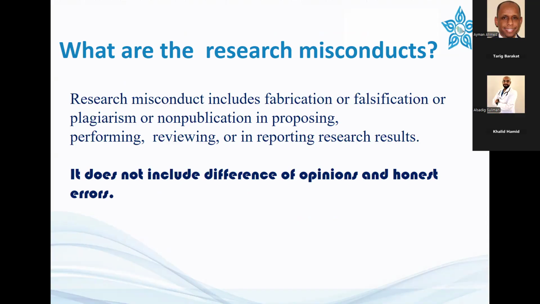So we know now these types of misconducts. Research misconduct includes fabrication, falsification, plagiarism, and non-publication, in proposing, performing, reviewing, or reporting research results. It does not include differences of opinion and honest errors. Everyone can commit honest errors. For instance, if you are gathering some numbers and instead of writing 12, you wrote 21, and this happens only once, it might not affect the entire result of a given study.